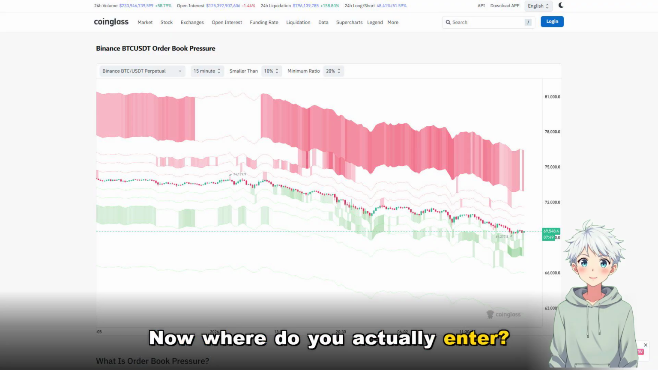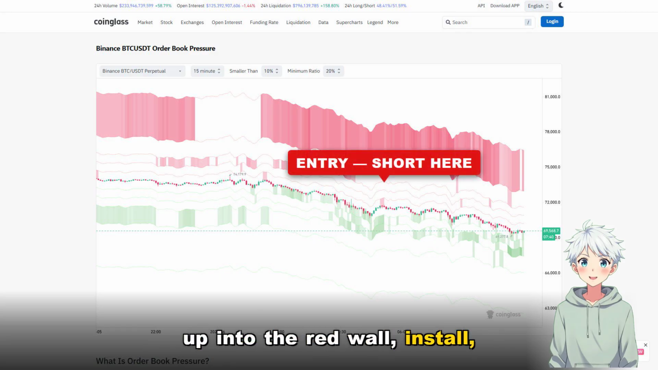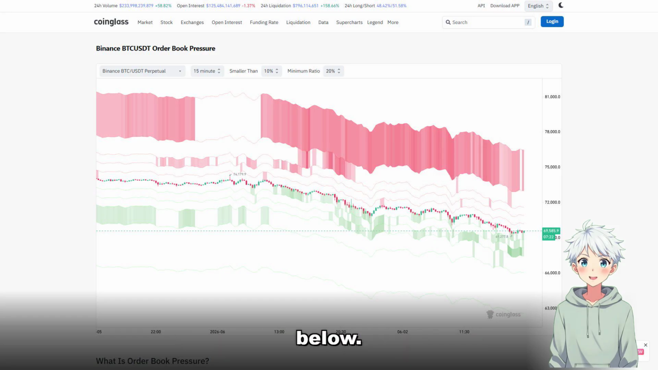Now, where do you actually enter? You don't just short into empty space. You wait for price to rally up into the red wall, stall, or get rejected. That's your entry. You short right there. Your stop loss goes just above the red wall. Because if price eats through it, your read was wrong. Target is the green buy zone below. Tight stop, clear target, that's the whole trade.